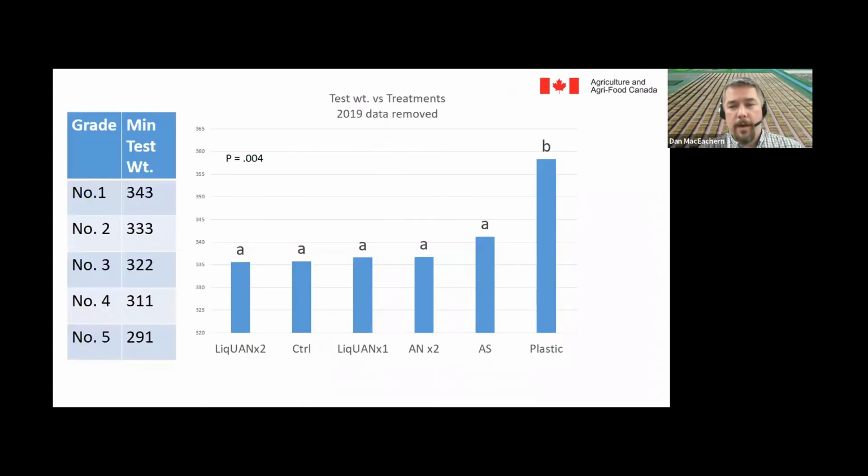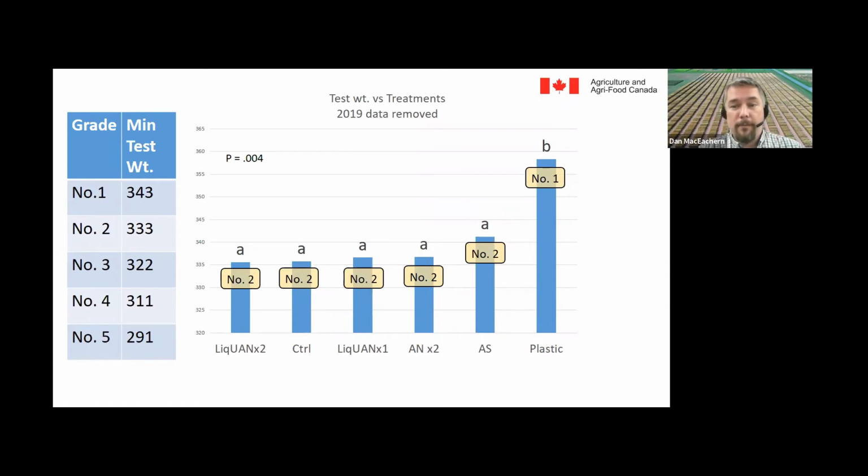So if I remove that 2019 data, we see results that are a lot more promising. First off, it's the exact same trend, with the exception of just the control and the liquid UAN split application have swapped places. But we see here that the plastic and ammonium sulfate treatments tend to be in the lead, with the plastic being significantly greater than all other treatments. And we also see that our test weights are significantly better.